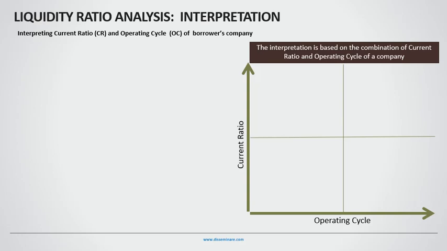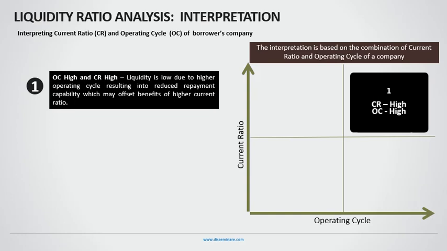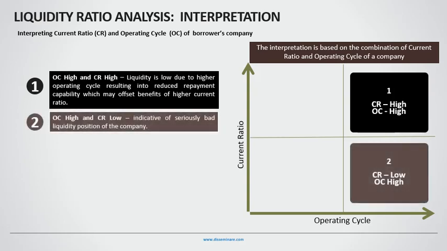Scenario 1. High current ratio and high operating cycle. Liquidity is low due to higher operating cycle resulting into reduced repayment capability which may offset benefits of higher current ratio. Scenario 2. Low current ratio and high operating cycle. This implies serious issues in the business, such as, indicative of seriously bad liquidity position of the company.